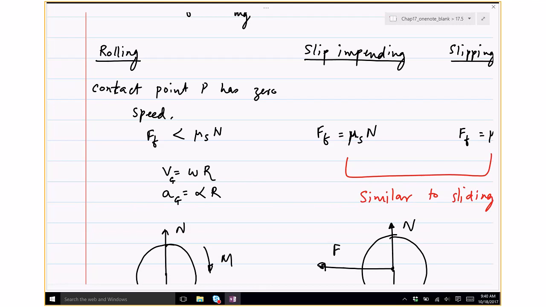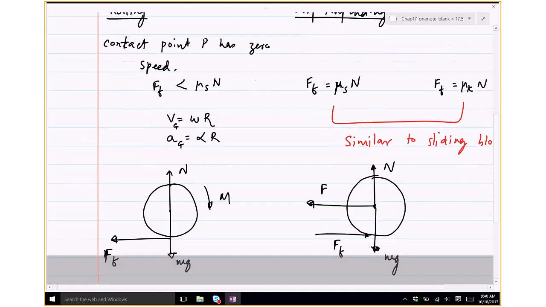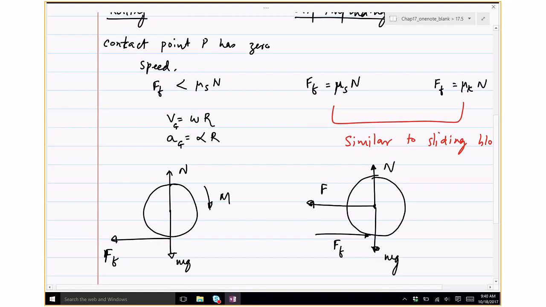Okay, so how do we solve problems? I'm getting to that. When you're solving problems, you could get two types of problems. One is you're told it is rolling. The wheel rolls. In that case, you can just set up equations and solve it. You can assume Ff is less than mu s N, take those conditions and solve it. That's much easier. But another line of problems is you're given F, you're given mg, and you're told to analyze the motion.